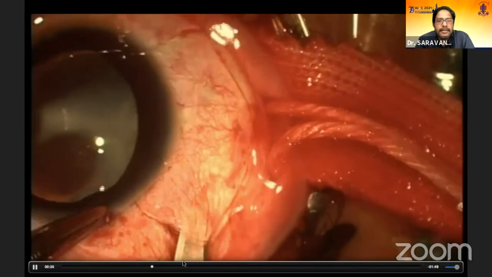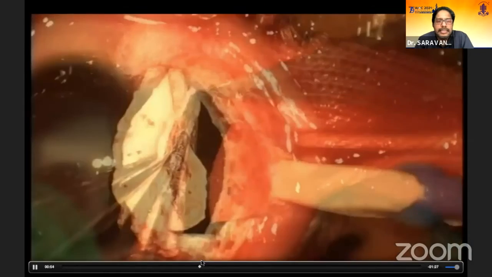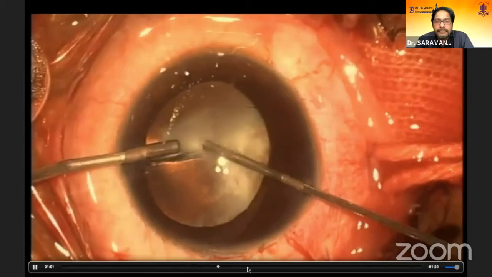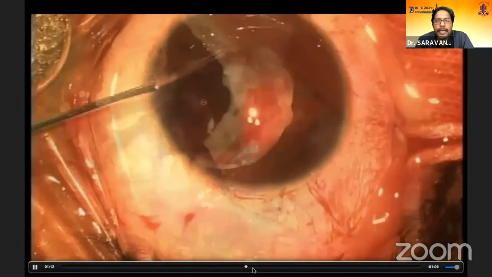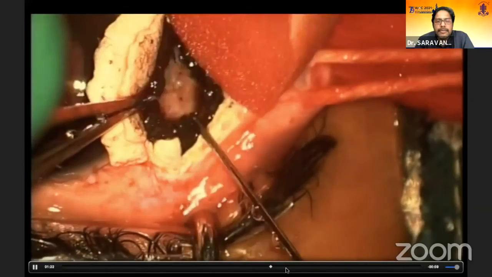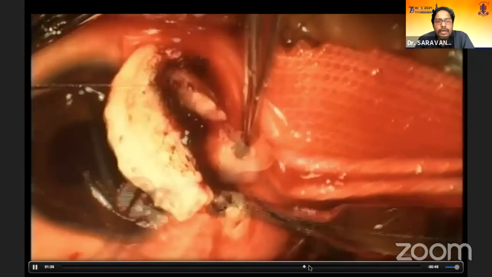And initially, when I tried to remove the tumor, it was very stuck because of the extensive fibrous elements. So then we had to remove the lens, cut the lesion from inside to mobilize it, and then remove it. And the fibrotic elements were extending almost more than 6 clock hours.